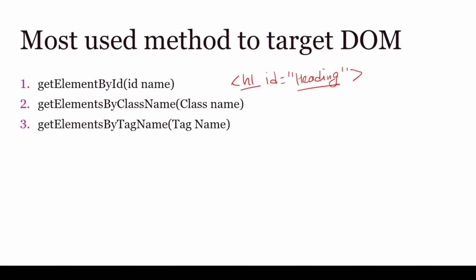Similarly, if I provide a class name, then we can use it to target this h1. For example, I provide the class name heading, and if we use the class name, it will target our h1. And if we want to target any tag, we can use the h1 tag, p tag, anchor tag, image tag and so on. Now we will see how we can practically implement DOM in JavaScript.